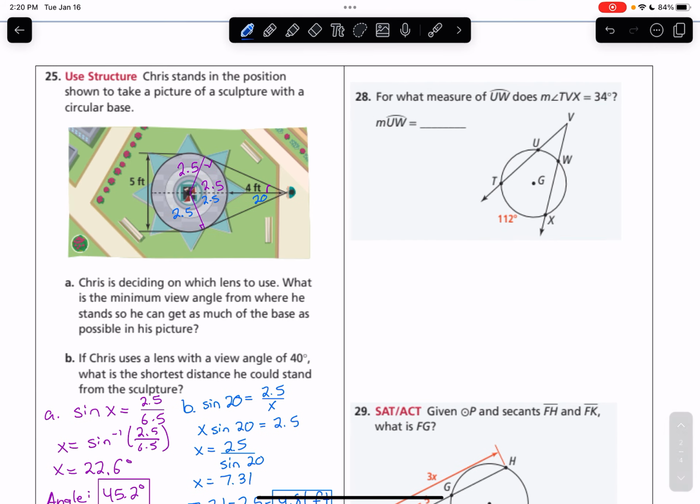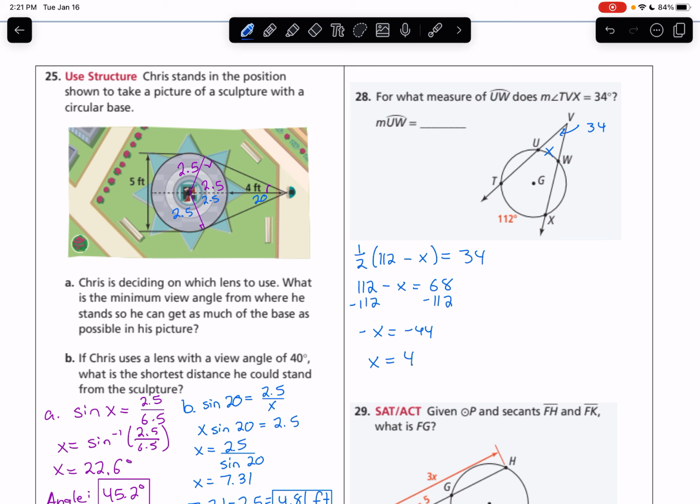Number 28, for what measure of arc UW does this measure equal 34? We'll call this an x degree measure, and we can find our tangent-tangent angle equation. They say that the measure of TVX is 34. We'll take half the difference of the arcs, so half of 112 minus x, we don't know x, equals 34. Multiply everything by 2. 112 minus x equals 68. Subtract 112. We get negative x equals negative 44, which means x equals 44. So that missing arc is a 44-degree arc.